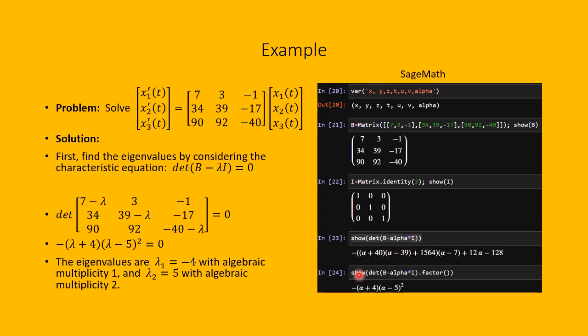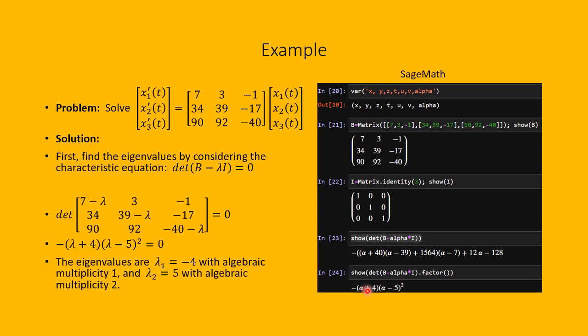So let's do the following. Show the determinant of B minus alpha I dot factor. And notice that this last parentheses here matches with the parentheses after show. And when we execute this statement, we get minus alpha plus 4 times alpha minus 5 quantity squared.